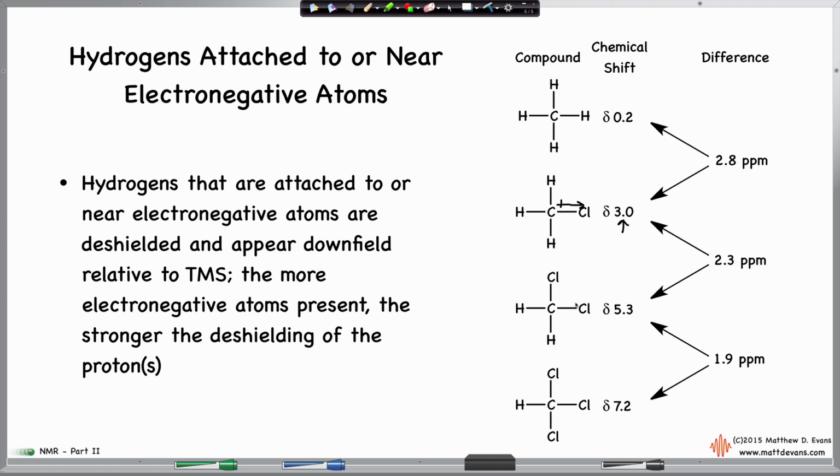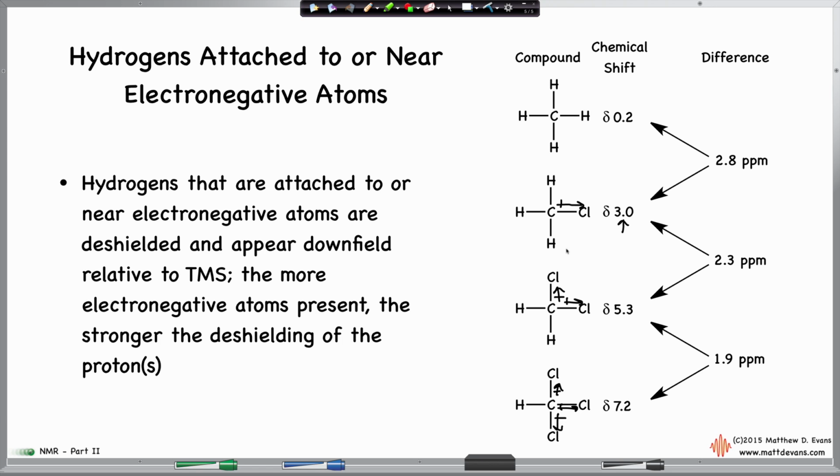Now let's add 2 chlorines to the molecule. And of course, now there's even more de-shielding of these 2 hydrogens, and their value is 5.3 ppm, and that's a difference of 2.3 between these two. It's almost double what this difference was. Almost, not quite though. And then now we add 3 chlorines. This is chloroform, and now we've got all these chlorine atoms withdrawing electrons in this direction, and that tends to really de-shield this hydrogen. Its value is 7.2.